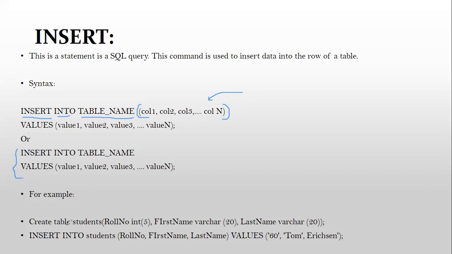For example, you have created the table student with roll number, first name and last name. Now how to insert? INSERT INTO, directly write the table name student, and there are three columns from your table definition, and VALUES, then 60, Tom, and this one. Now you can skip the column list and directly write INSERT INTO student VALUES and the list of values that you are providing for each column.